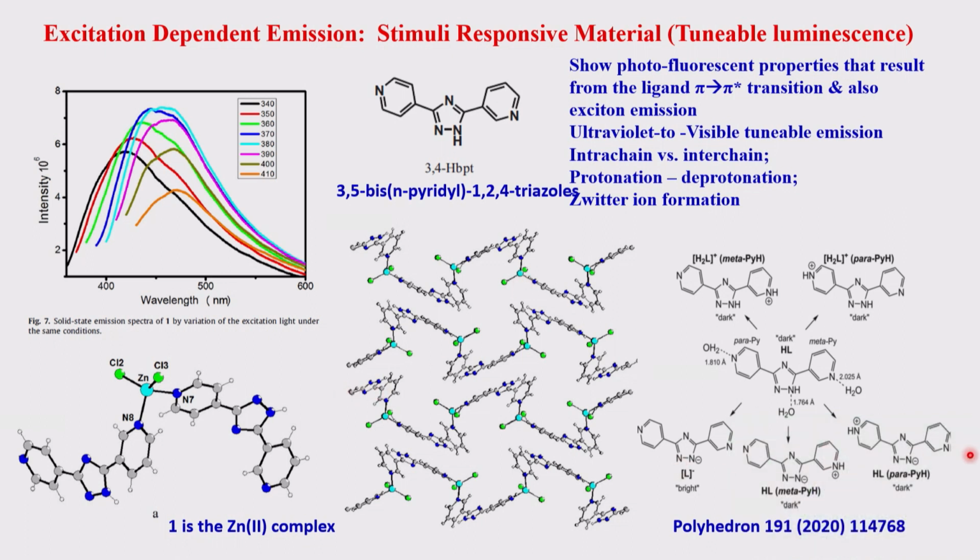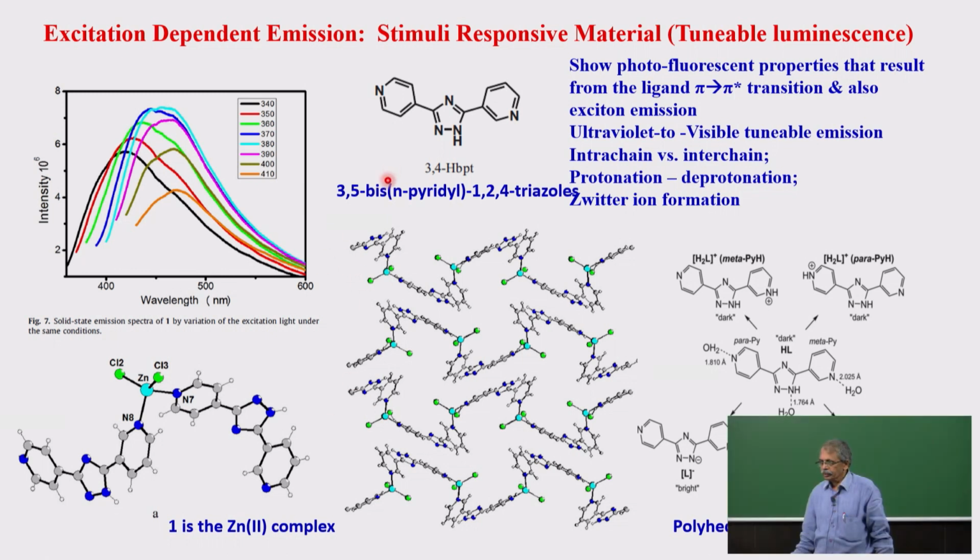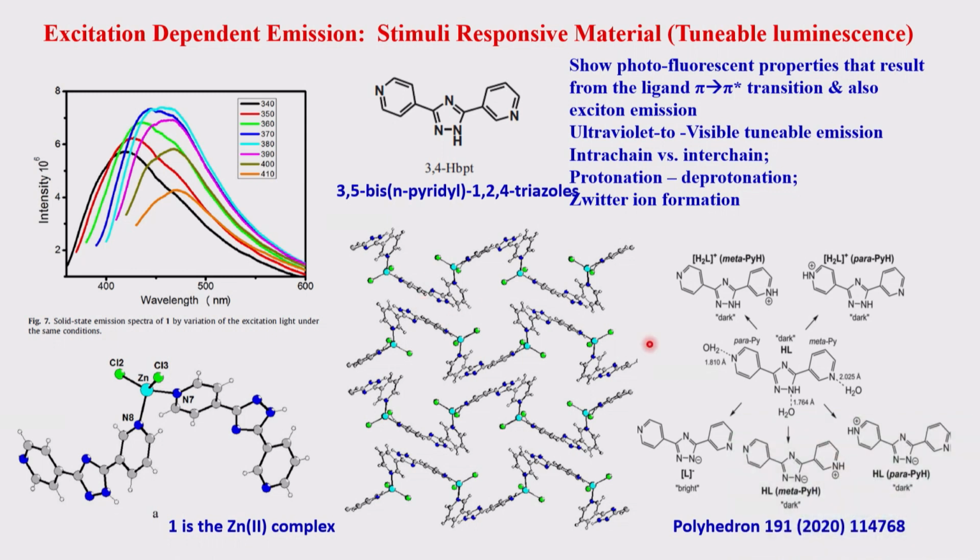I hope that aspect is clear to you. This is coming not just from the ligand alone. When this ligand is bound to the zinc center, you have a complex, and this complex is the one whose emission you are looking at under various excitations. As I mentioned, different excitations will activate different species, therefore you have different emissions. For each of these examples, I am always giving the corresponding paper reference from which I have taken it. You can use that information if you want more detail.